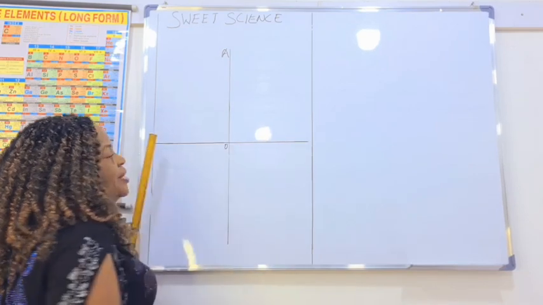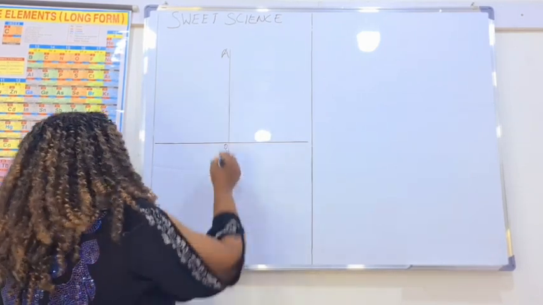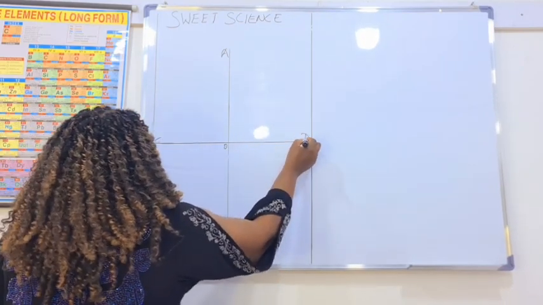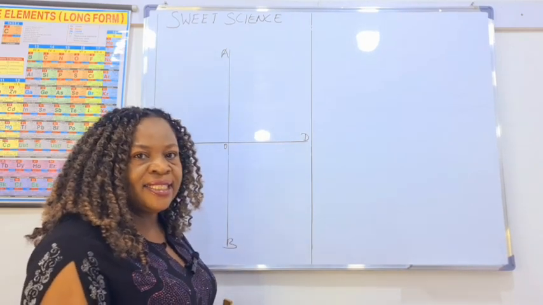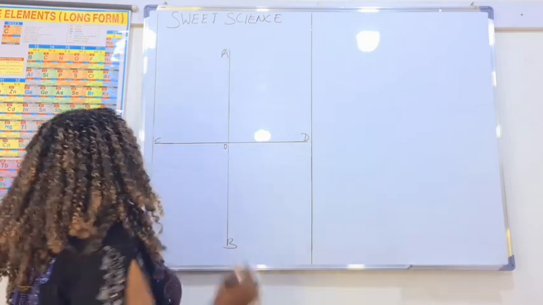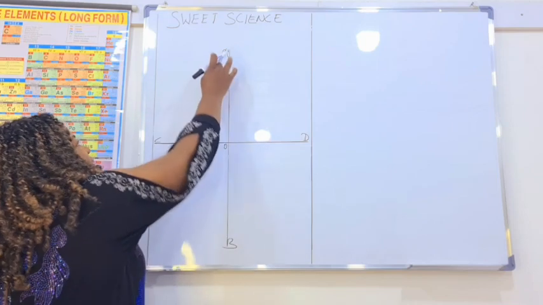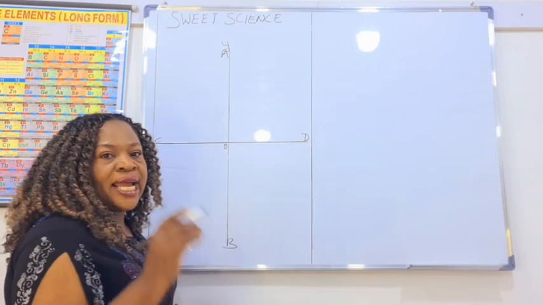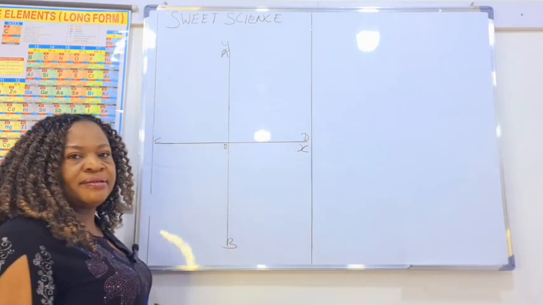Our center zero is the origin of the graph. We have AOB and we have COD. Know it now: line AOB is the vertical line. Line COD is the horizontal line. Now, line AOB is our y-axis, and COD is our x-axis.